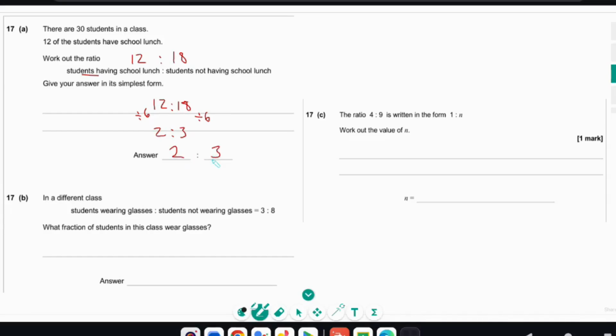In a different class, the ratio of students wearing glasses to students not wearing glasses is 3 to 8. What fraction of students in this class wear glasses? So the total amount of parts here is 3 plus 8, which is 11. So it will be 3/11.